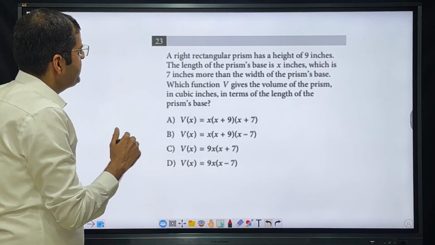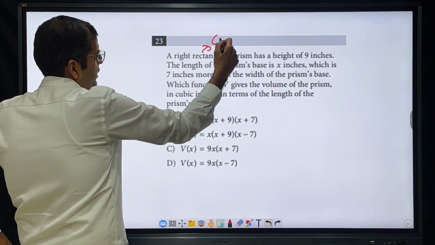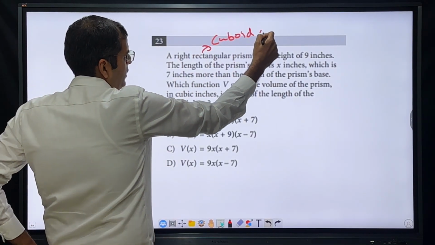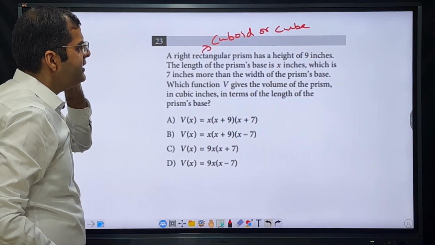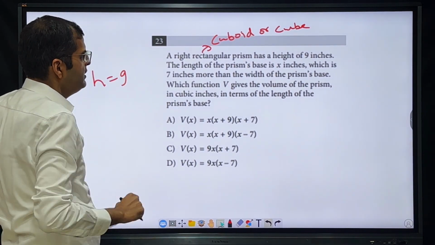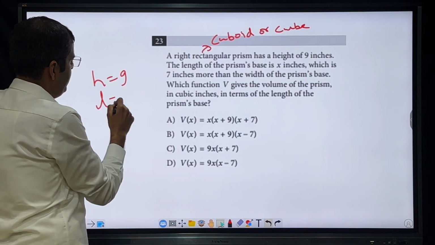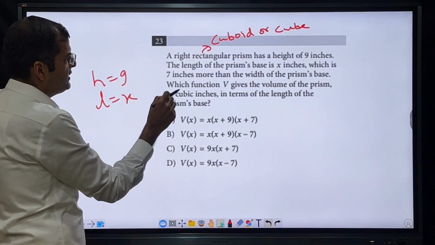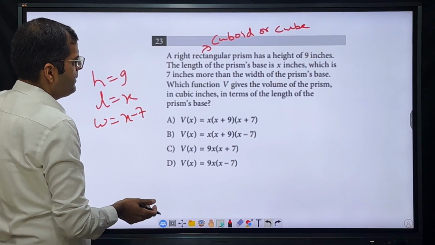Okay, so this next question says a right rectangular prism has, so this is nothing but a cuboid or a cube, a right rectangular prism has a height of 9 inches. So height is 9 inches. The length of the base of the prism is x inches. So length L is x inches, which is 7 more than the width of the prism. So width is x minus 7.